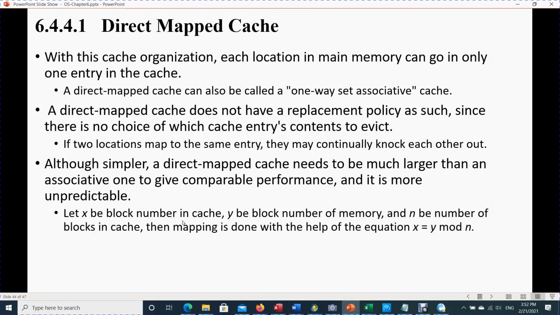If X is a block number in cache, Y is a block number in memory, and N is the number of blocks in cache, then mapping can be done with X assigned Y mod N.